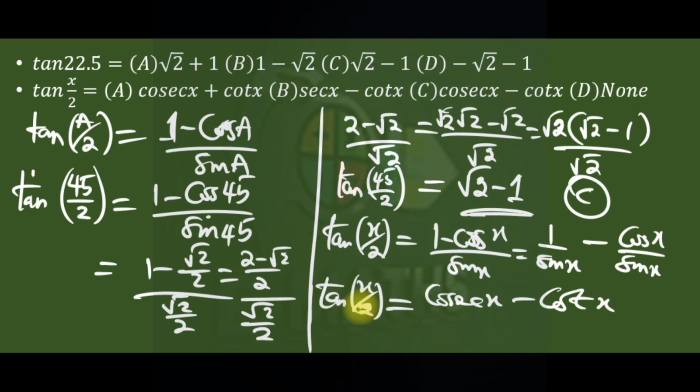So do you see why I said the formula has something? This formula helped us to solve this and this. So the answer here is cosec x minus cot x, option C. So that's it, very simple.